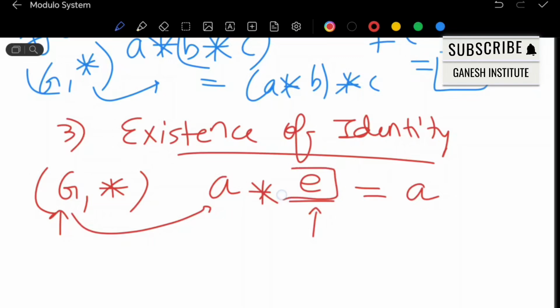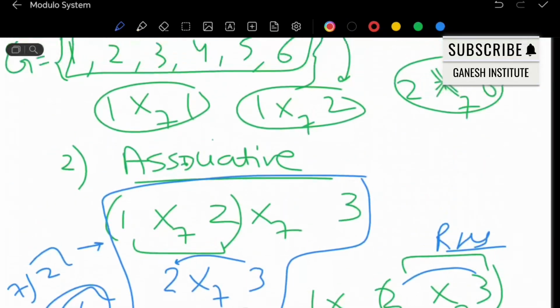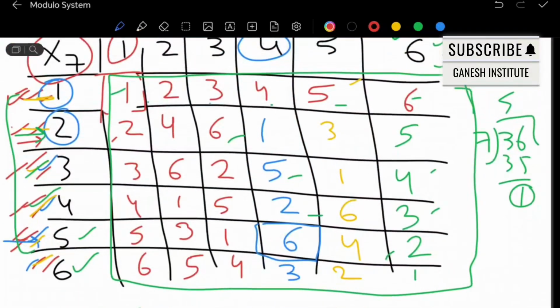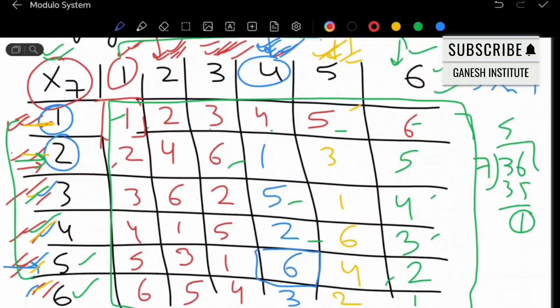So which number is there in the table which is always giving me the number back? Tell me. See the table again. If I see 1, this is 1 multiplication modulo 1. It is giving me 1.